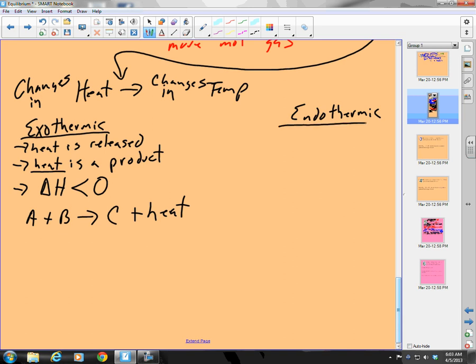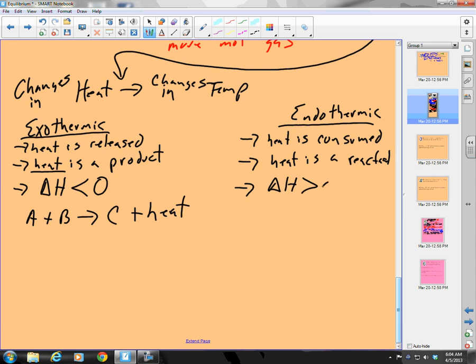Got it? What if it's endothermic? Well, that means heat is used up. That means heat is consumed. And what else is consumed in a reaction? Well, the reactant. So that means heat is a reactant. Good. And how do we recognize that? Delta H is greater than 0. And so we'd have to think of it as heat plus A plus B yields C. Now, once we have this set up, we treat it just like a change in concentration.